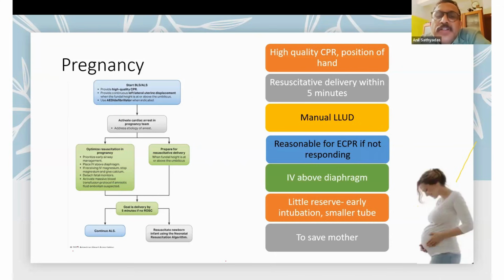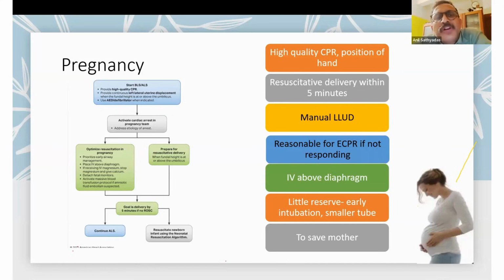And one word that they modified is that it's now reframed as resuscitative delivery. Previously it was perimortem cesarean, or resuscitative hysterotomy. Basically, it's a resuscitative delivery within 5 minutes. So that is one major change. The previous guideline was that you start to think of this delivery at 4 minutes and then complete by 5 minutes, which in a minute would be very difficult.